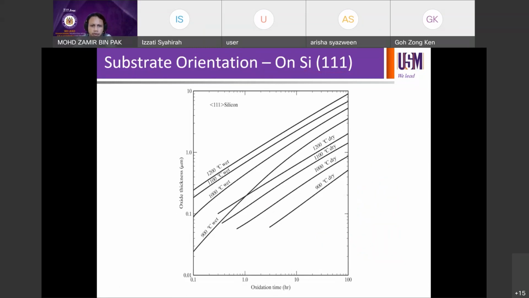Let's now use 100 and see, do we get a difference at all? Let's choose the same process. 1000 degrees C. Tengok ada beza tak? Wet.